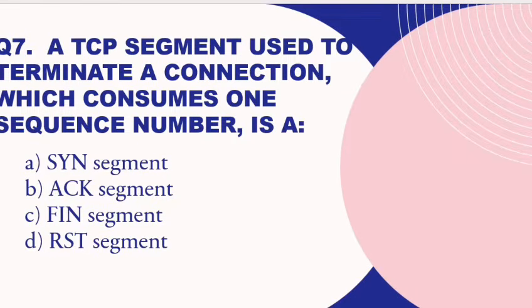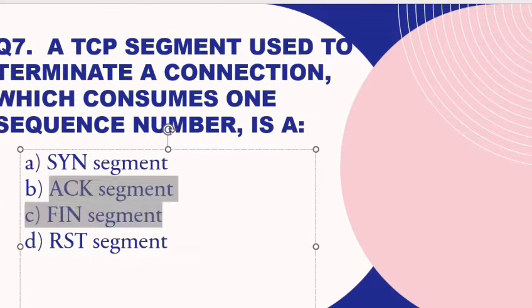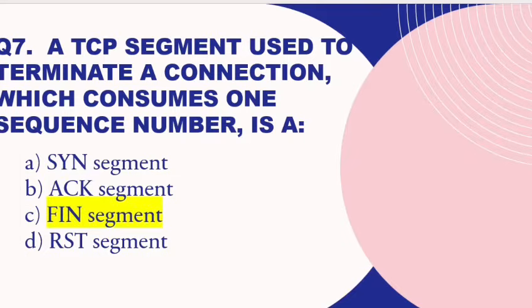A TCP segment used to terminate a connection which consumes one sequence number is. Options are option A SYN segment, option B ACK segment, option C FIN segment, option D RST segment. So the correct answer for this question is FIN segment. Moving on to the next question.